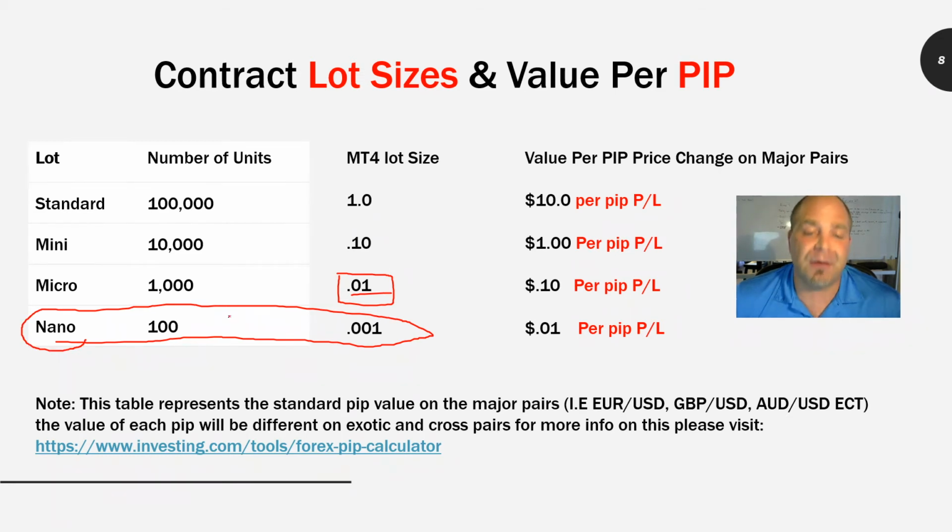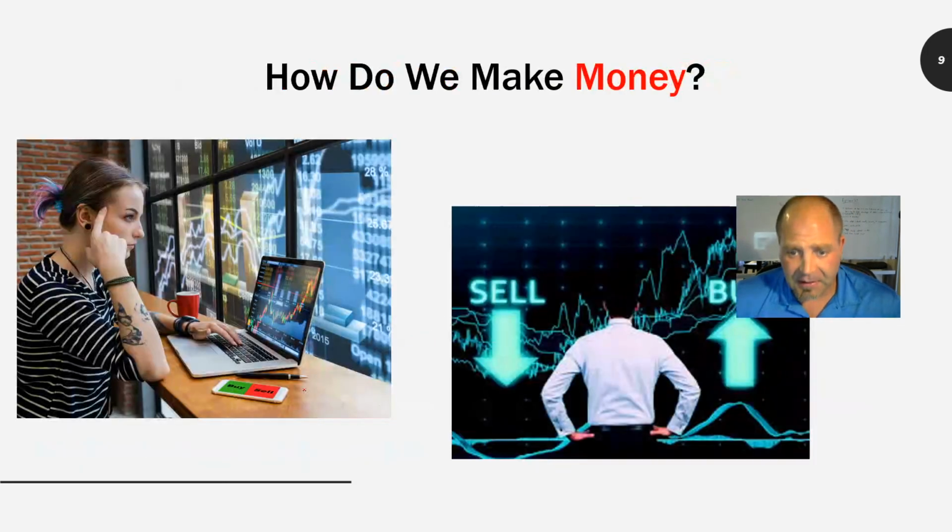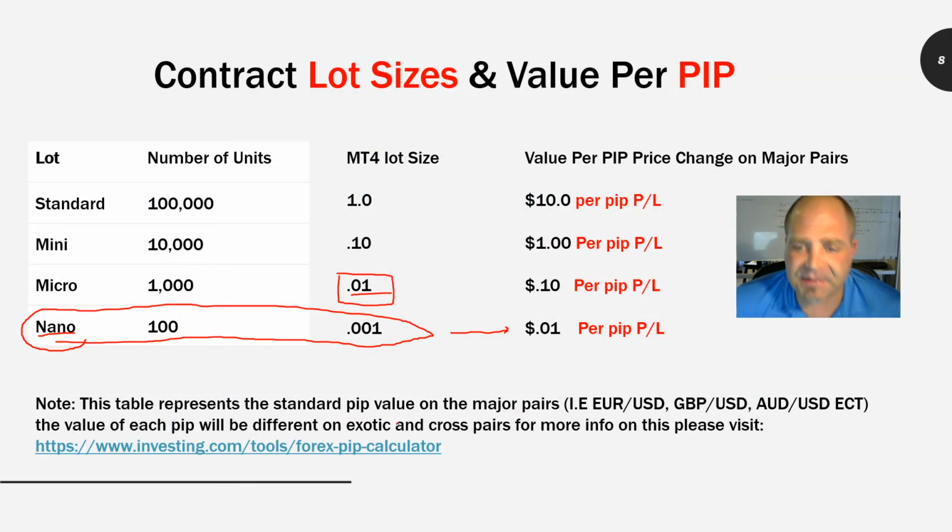Now, nano lots, I put this in there, but the broker I use doesn't let you trade it. I haven't used one yet that lets you trade it. But it's in here for you guys. You make 1 cent a pip. If you're with one of these brokers that lets you do a $100 account, make sure they let you use nano lots so you can practice with very small positions.